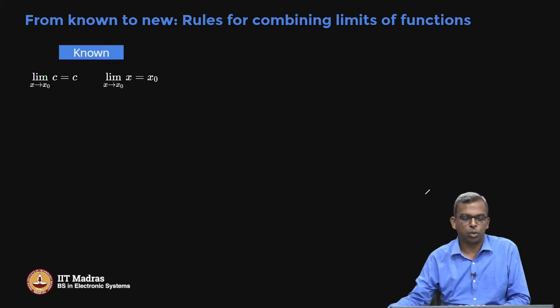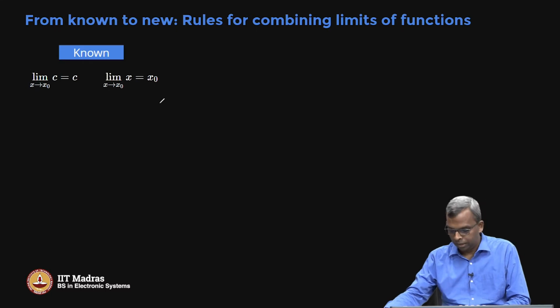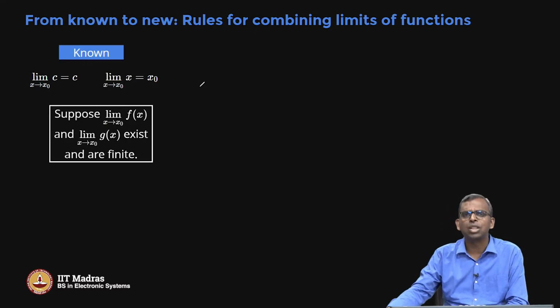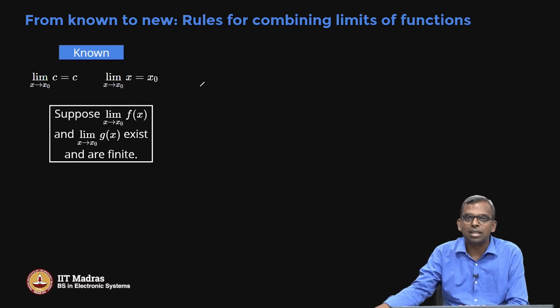The known case is put out here. The limit as x tends to x naught of c equals c, and the limit as x tends to x naught of x equals x naught. These are the two known cases, the constant function and the identity function I've written down here. Okay, so what do we know about combining? This will sound exactly like combining laws for limits of sequences, and that is not strange because after all, a limit of a function is also like a limit of a sequence, right? So all the combination rules that apply for limits of sequences will apply for limits of functions as well. So supposing I have two functions f of x and g of x for which the limit as x tends to x naught exists, right?